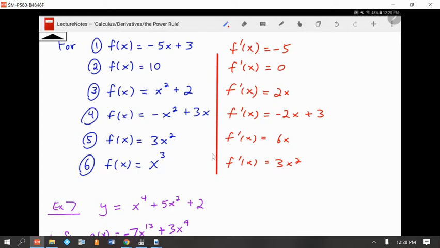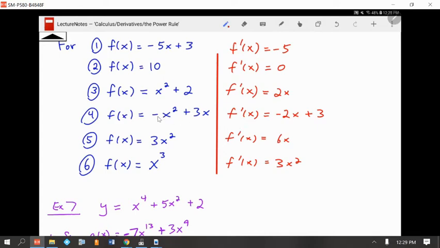It used to be a cube, and now it's a square. So the power went down 1. If you look at problem 5, look, the power was a 2 in the function, but in the derivative, the power is not a 2 anymore. It's a 1. The power went down a number. And 3 times 2 magically happens to equal 6.